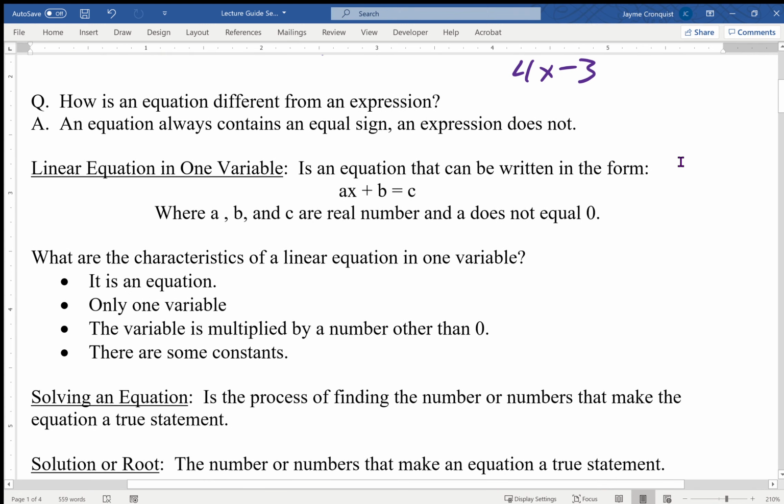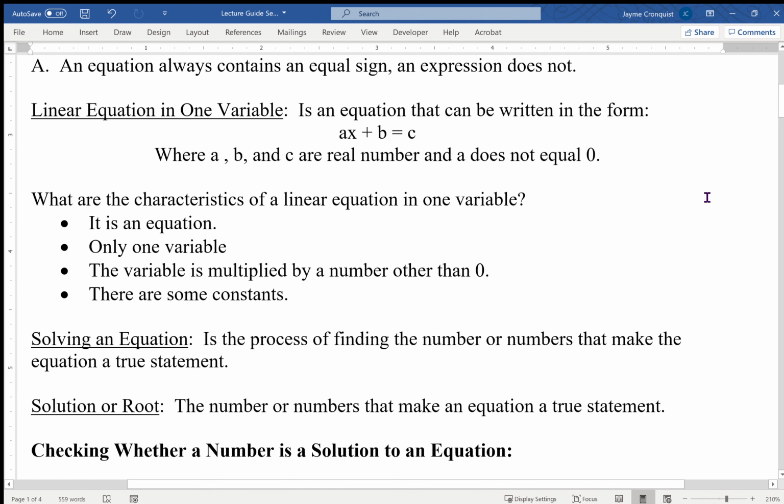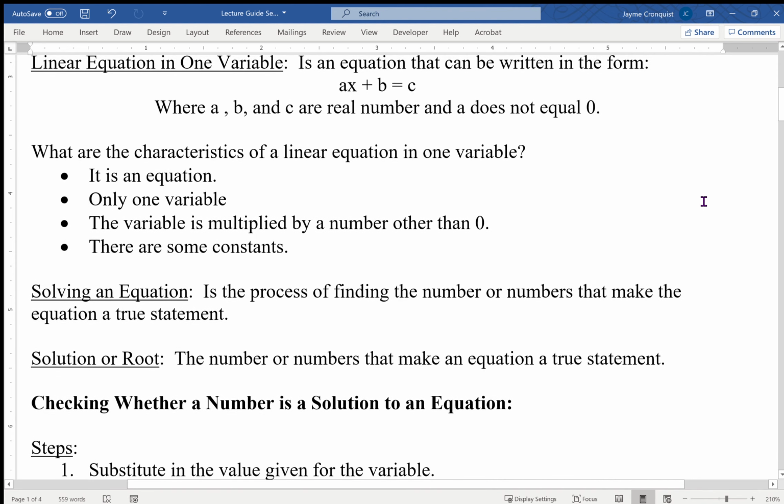How is an equation different from an expression? An equation always contains an equal sign, whereas an expression does not contain an equal sign. A linear equation in one variable has just that, one variable. For example, ax plus b equals c, where a, b, and c are real numbers and a is not 0. If I had a 0 on the a, then it's not a linear equation. I have to have that variable.